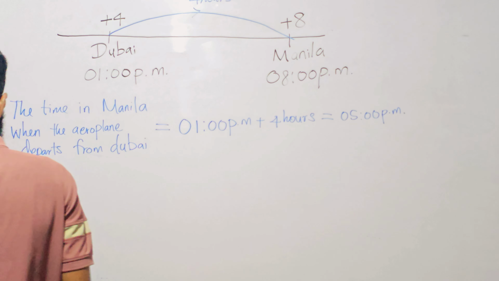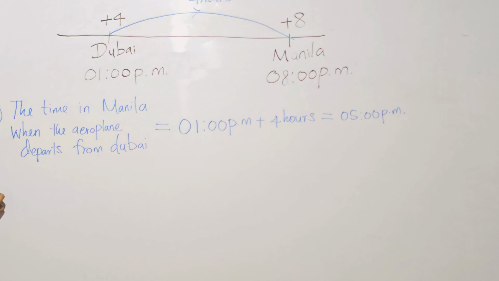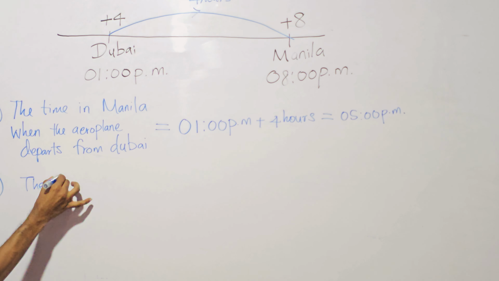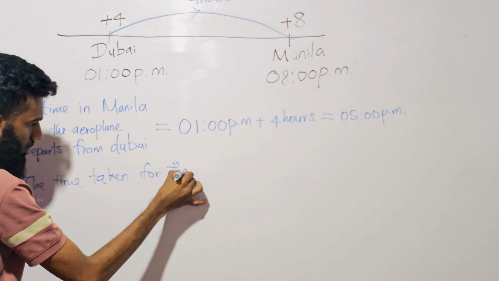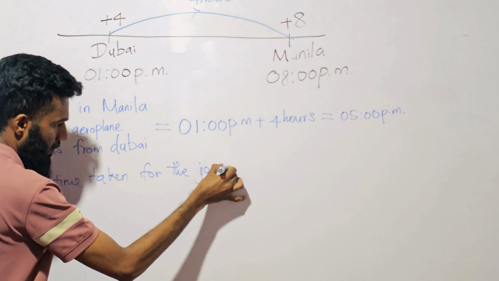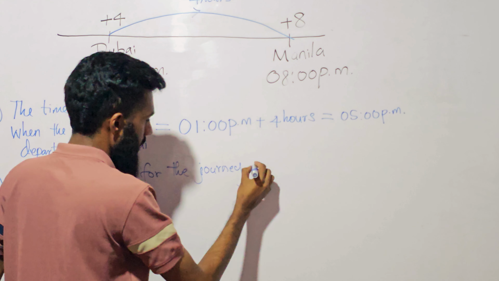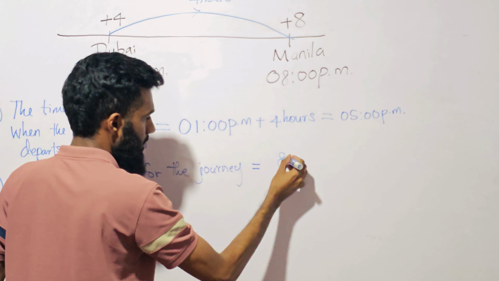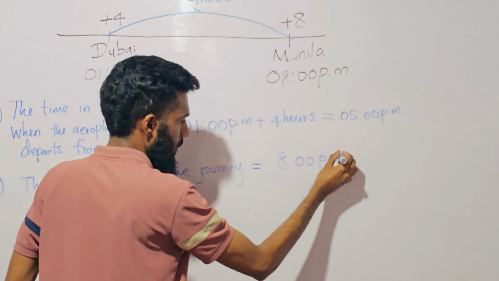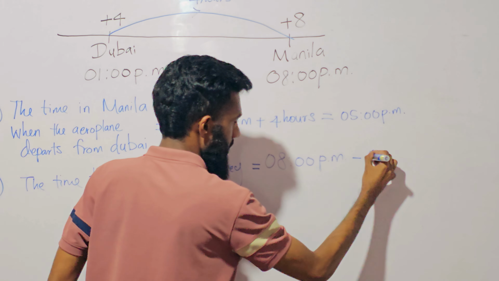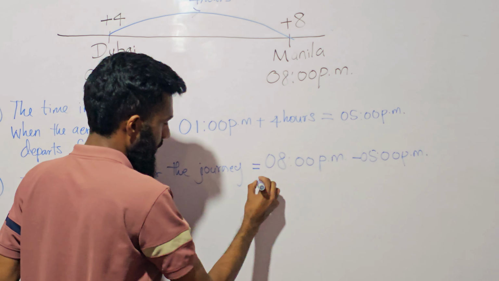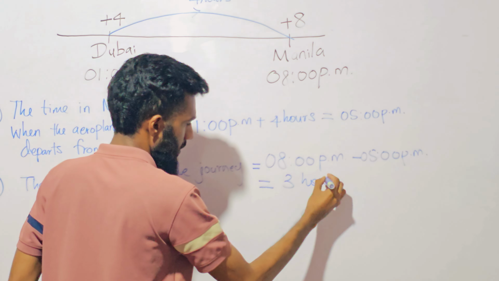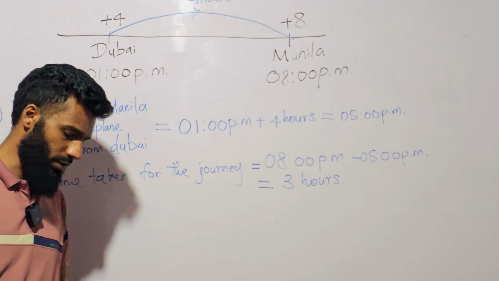So second question, you can answer the second question. The time taken for the journey is 8 p.m. From 8 p.m., you're going to subtract 5 p.m. So the answer, 3 hours. The time taken for the journey.